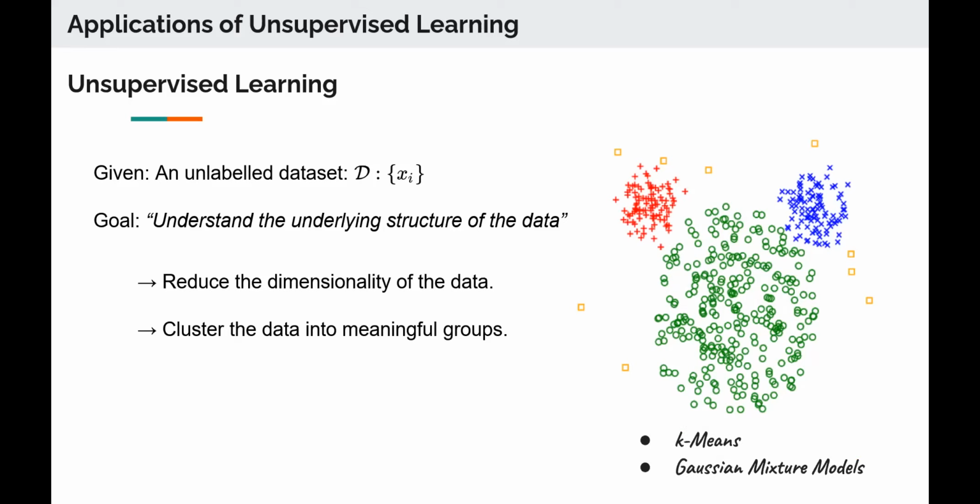And some methods for doing this are k-means clustering, which I think may have been covered in the earlier lectures of this course, or GMMs, Gaussian mixture models.